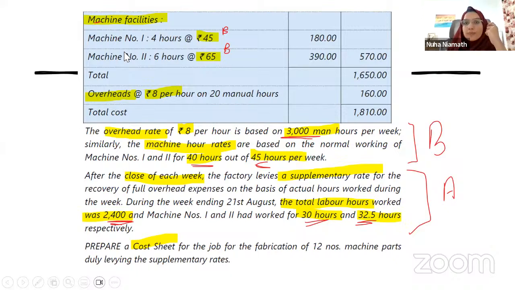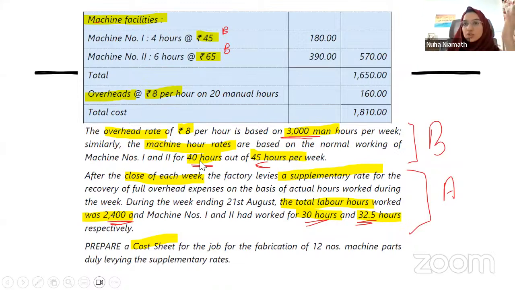So for this particular job that we're looking at, 4 machine hours were actually utilized for machine number 1 and 6 hours for machine number 2. But this 45 rupees and 65 rupees is the predetermined rate, which was calculated based on the budgeted hours. So if you go down, there are two parts here, right? This 3000 man hours, these 40 hours, this 45 hours, these are all the budgeted hours. And the actual hours that machine number 1 and 2 worked were 30 hours and 32.5 hours.